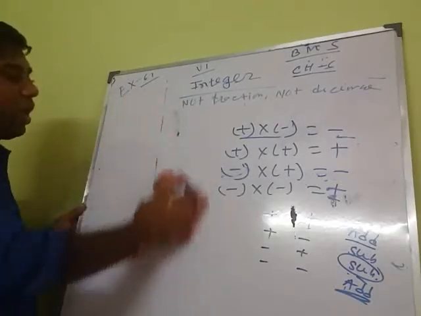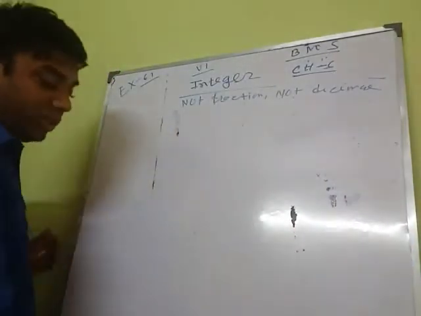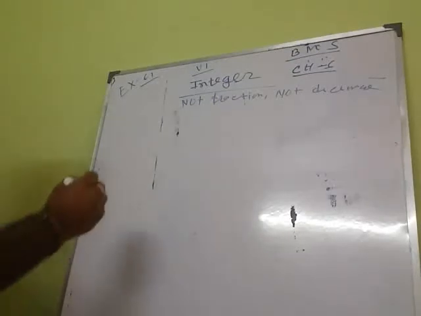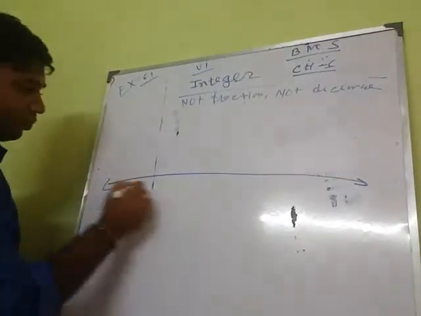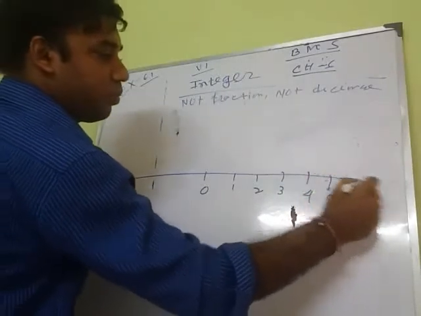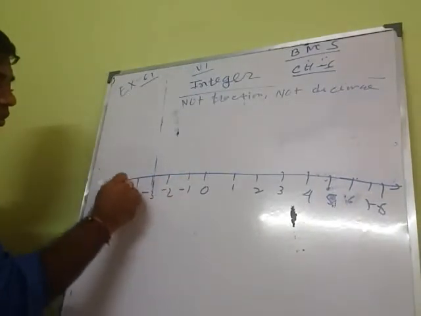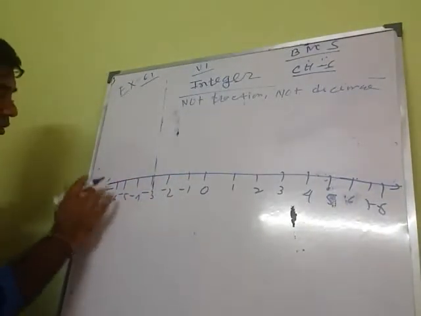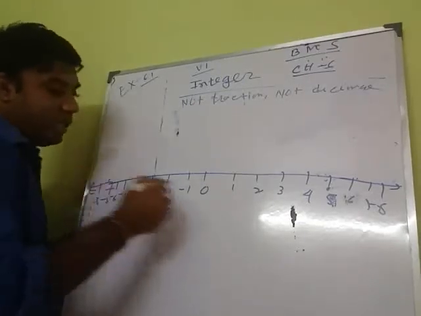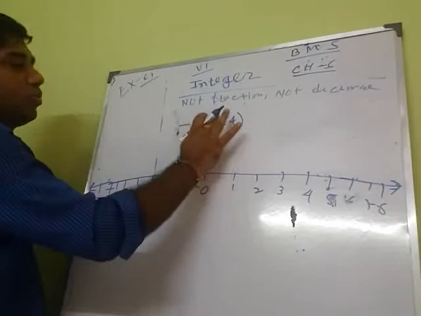of the integers. Now how will we add or subtract? By using the number line. Okay. 0, 1, 2, 3, 4, 5, 6, 7, 8, minus 1, minus 2, minus 3, minus 4, minus 5, minus 6, minus 7, minus 8. Okay. Now this extends up to infinity. Minus 2 plus 4. Or write in this way.